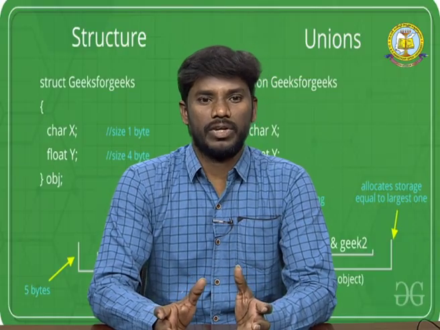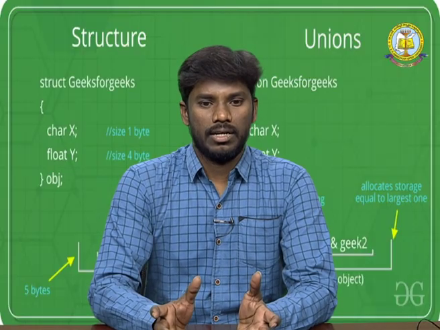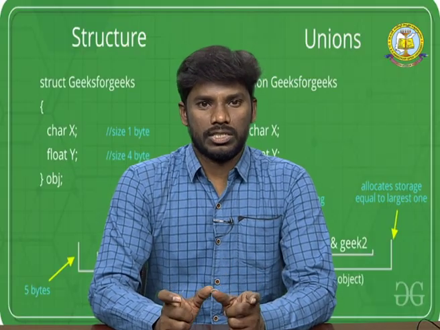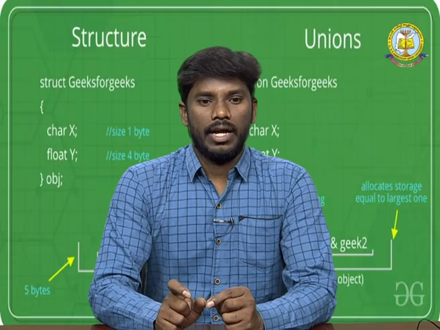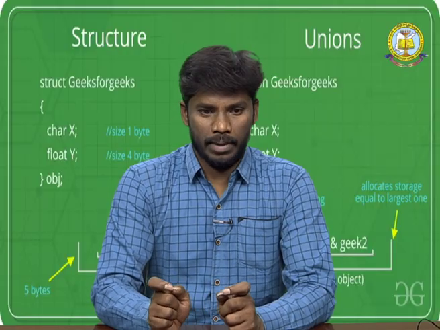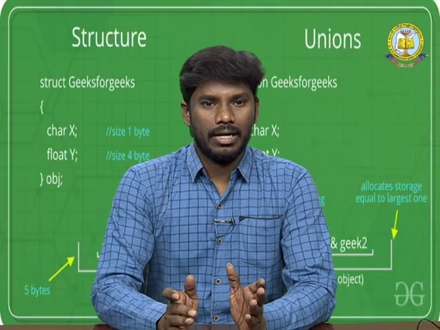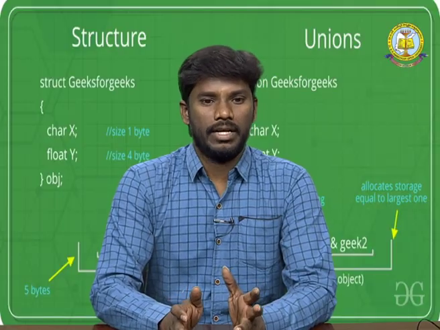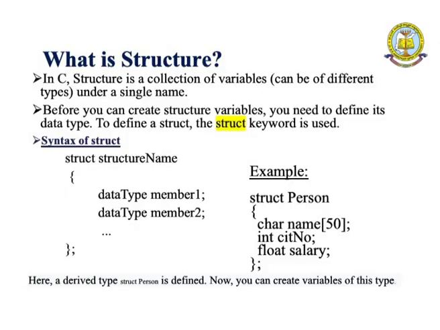So, the syntax of the structure is as follows: struct keyword followed by any name given by the user or programmer, that name is called the structure name, and inside curly braces you can define structure members. How can the structure members be defined: data type member 1, data type member 2, like that you can define any number of structure members. At the end we should put the semicolon.